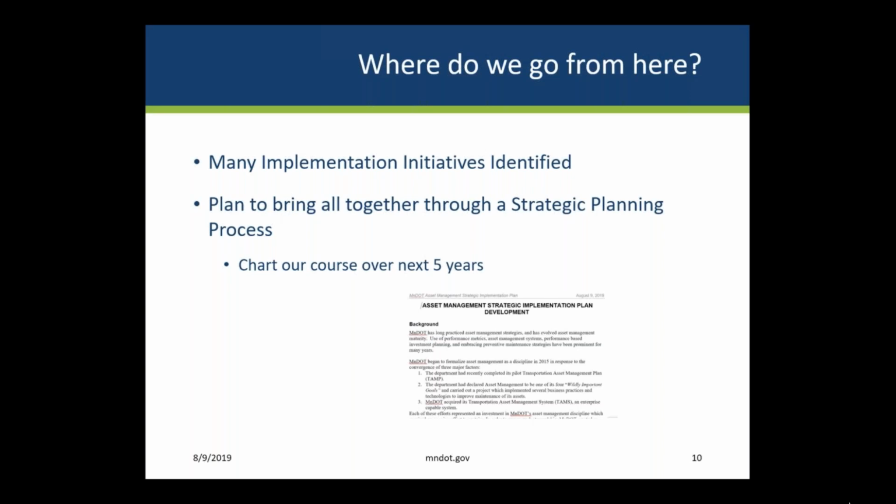Primarily through the workshop and some of the dialogues we had there, we have decided to initiate a strategic planning process and really to take stock of where we are at this point in time and really chart our course over the next roughly 5 years time frame. So that's how we're looking at establishing where do we go from here and the future for MnDOT's asset management and TAMP implementation efforts. Thank you.